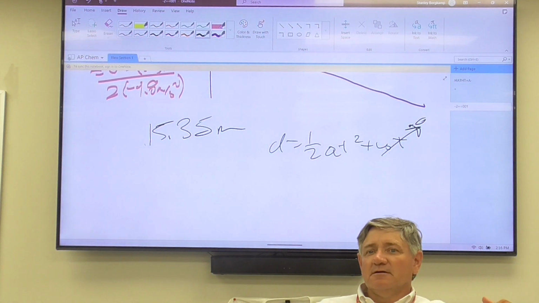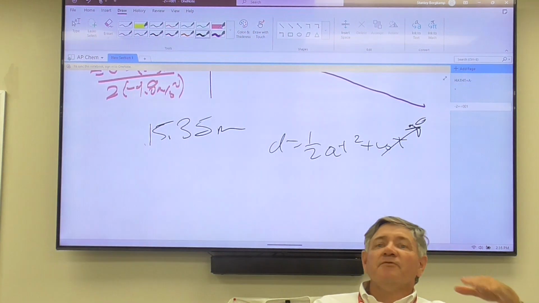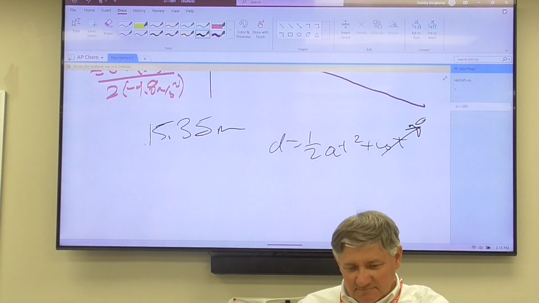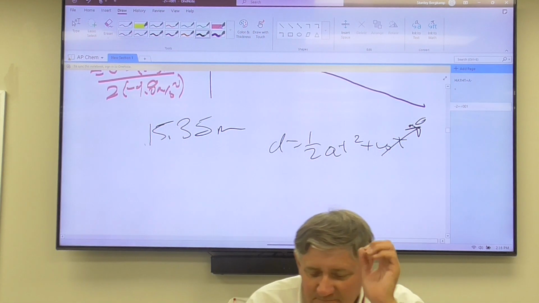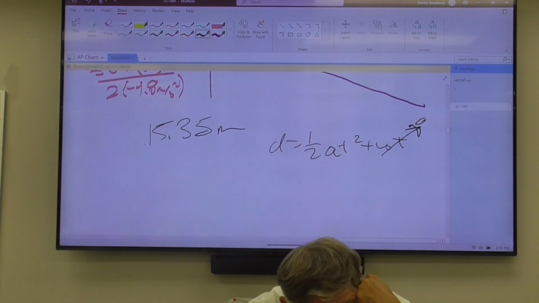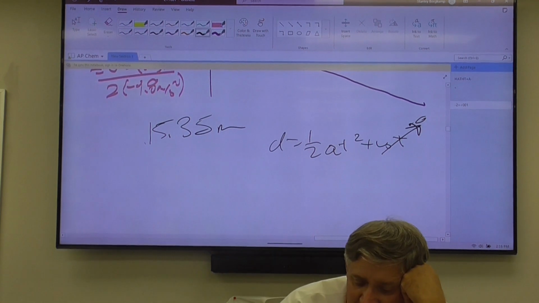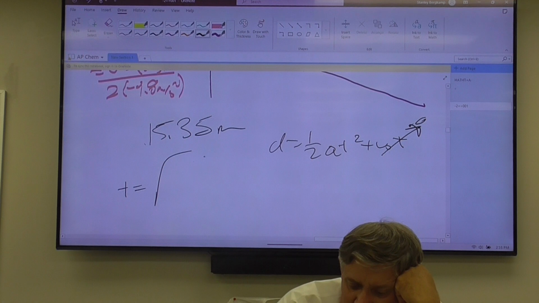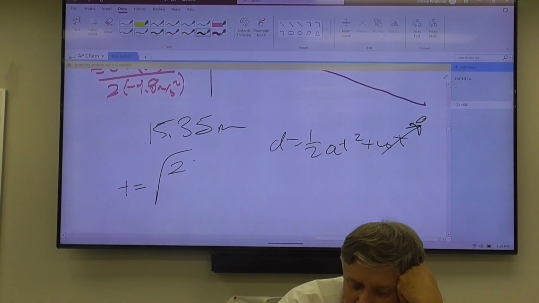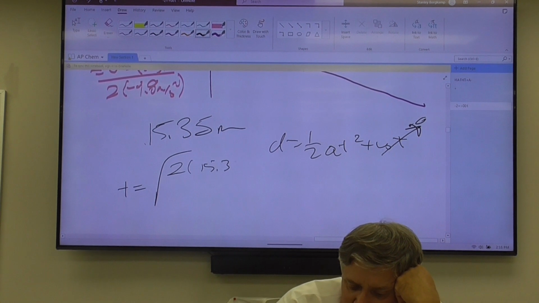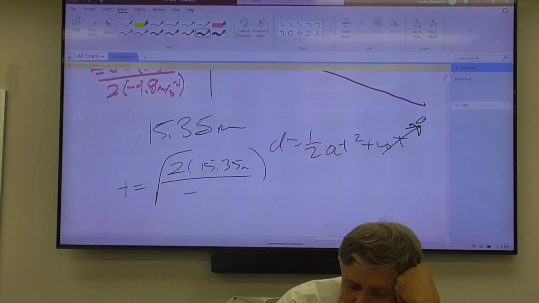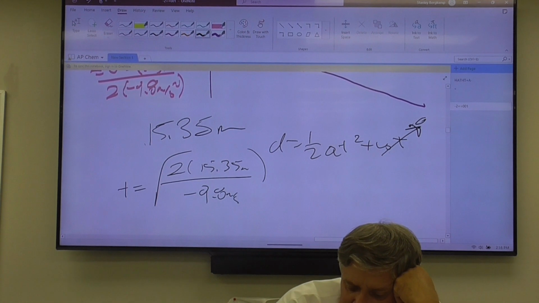Yes? That's what I was trying to say, like the little arrow thingy. If I do that, is it okay if I don't put the 0? That's fine. Okay. Yes, that's cool. But you have to be careful here. So you solve that for time, you get 2 times 15.35 meters divided by negative 9.8 meters per second squared.